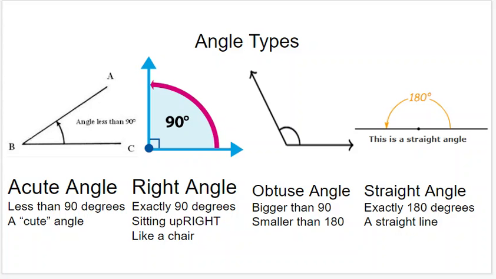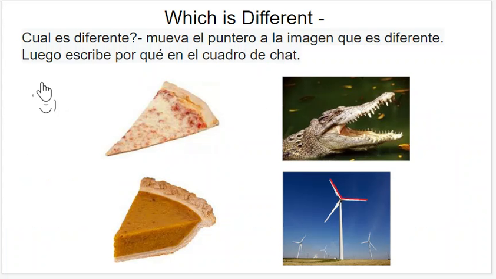Now look at these pictures again. Thinking about these as angles, which one is different? So you should have seen that the windmill is the one that's different because it is an obtuse angle. This angle is bigger than 90 degrees and it's a big obtuse angle. These angles are all acute little angles that form like a little tiny triangle. Those are all acute angles, which would make the windmill the only different one.